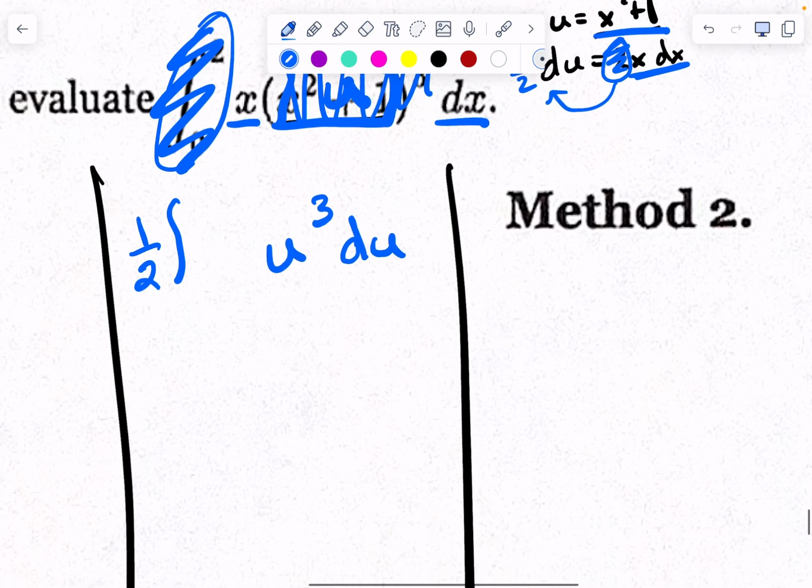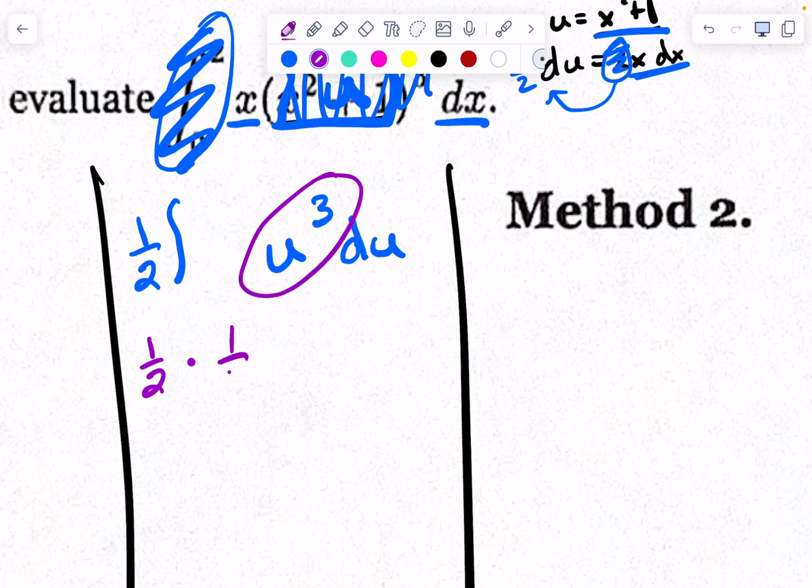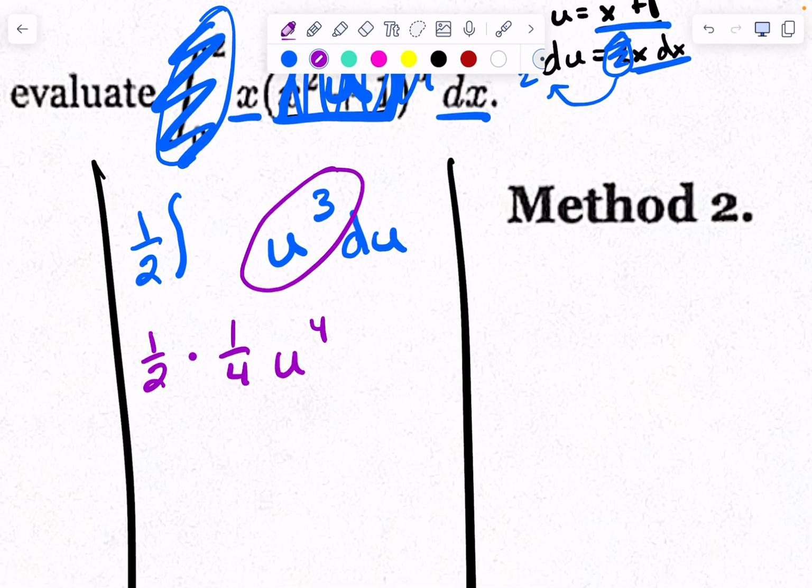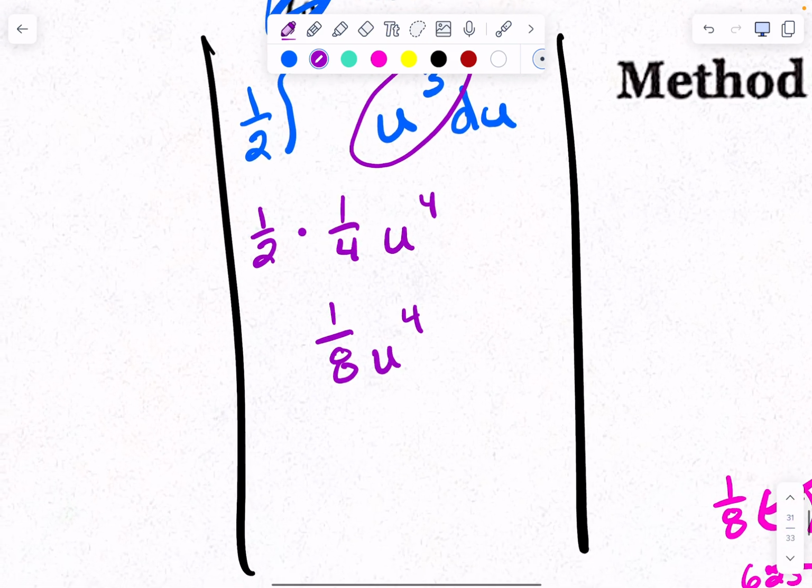Now we're going to find the antiderivative of u to the third. This 1/2 is just chilling, times 1/4 u to the fourth power. Normally we would have a plus c on the end, but we are going to plug in limits of integration, so we don't need plus c. So this is really 1/8 u to the fourth power after I multiply those through.